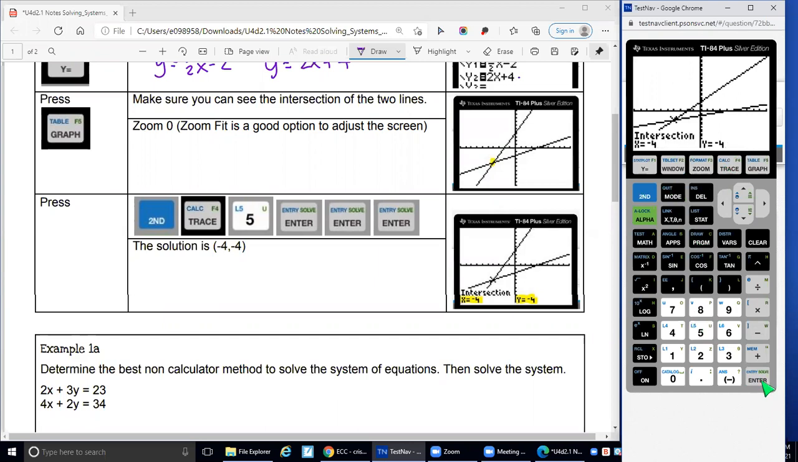Do I want to guess? No, I don't want to guess. And there is my intersection. So notice how it says -4, -4, right? So my solution is -4, -4. Easy enough? All right, awesome.